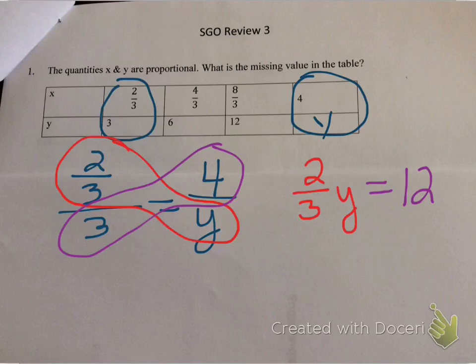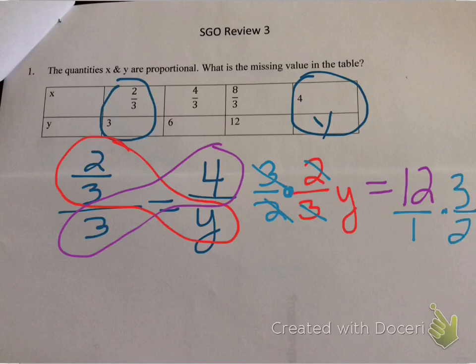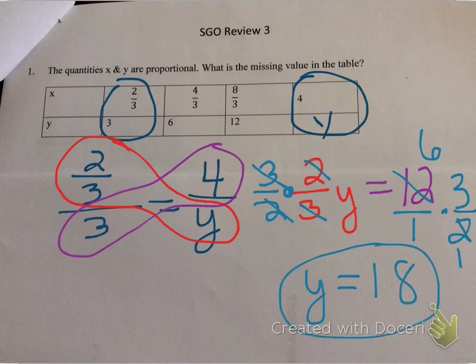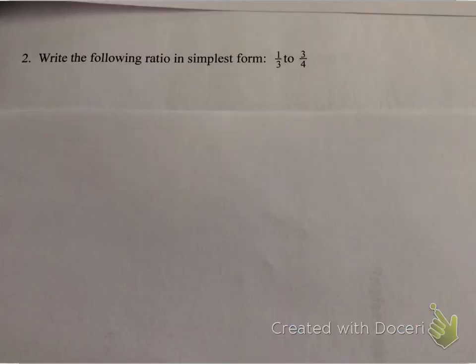I'm going to divide, but we don't divide fractions. We multiply by the reciprocal. So I'm going to multiply by 3/2 on both sides. And on the left side, I'm left with y equals. On the right side, I could do some cross canceling. 2 divided by 2 is 1, 12 divided by 2 is 6, and then 6 times 3 is 18. Y equals 18. Okay, next problem, we have 1/3 to 3/4, writing them as a ratio.